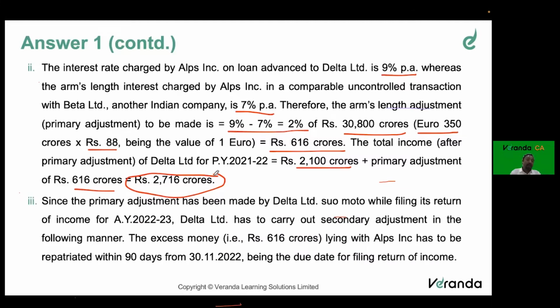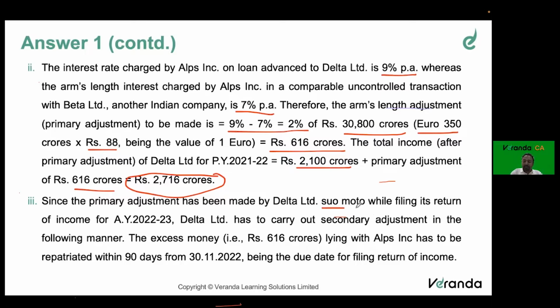Now, since primary adjustment has been provided in the computation of income, secondary adjustment needs to be provided in the books of account. Primary adjustment is for income tax purpose. Secondary adjustment, you will give impact to the books of account. So in books of account, what has to happen? Now, typically, I have paid 616 crores extra to Alps Inc. Alps Inc. has to give back the 616 crores. So you'll have to book a receivable entry in your books of account. So that is what is called a secondary adjustment.